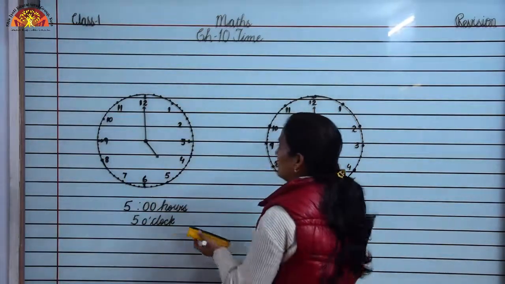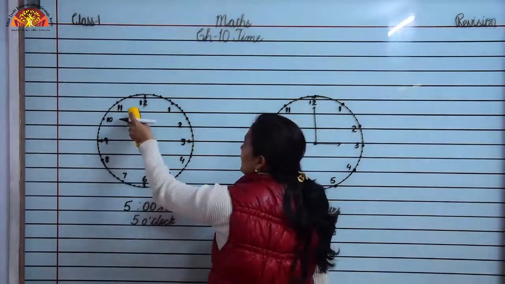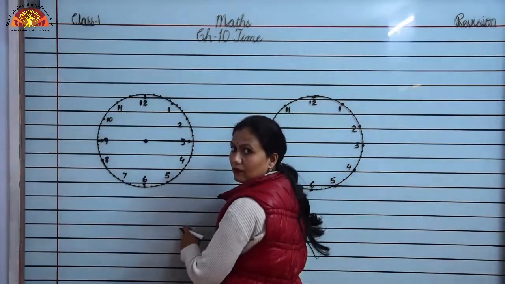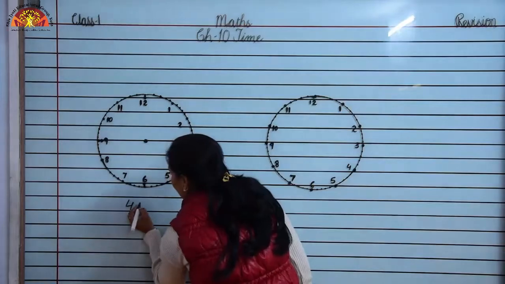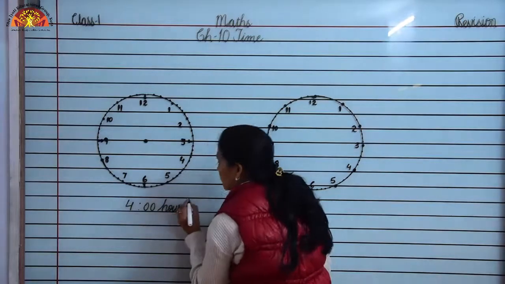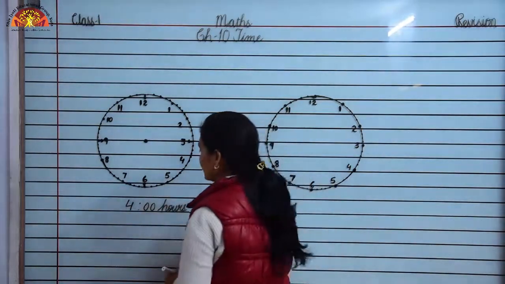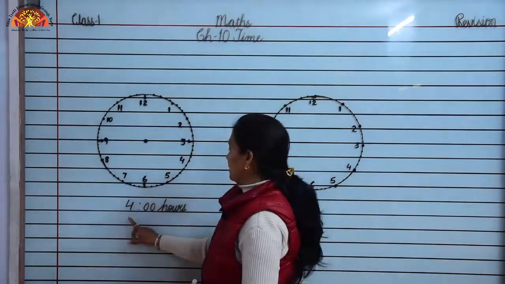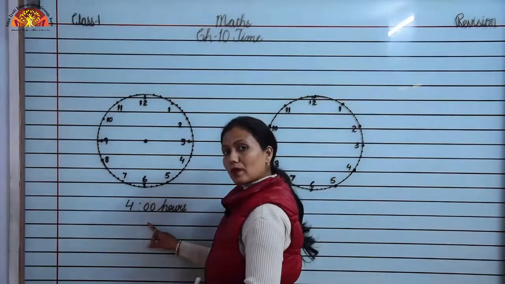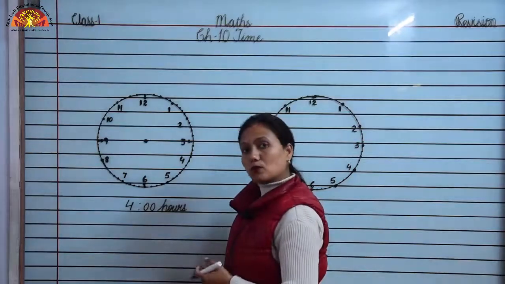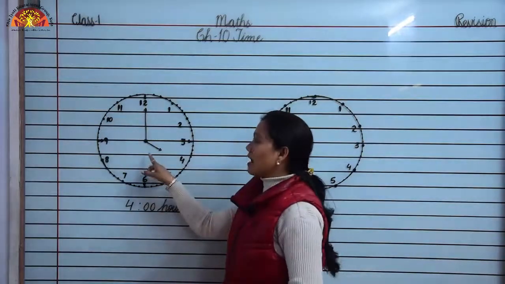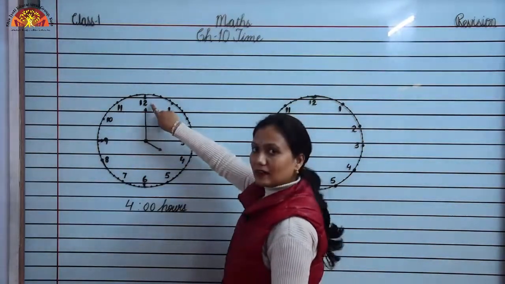Now, suppose if you have given time and then you have to draw the hands. So, here we have given time 4 o'clock. Four hours. This is 4 hours and 00 means the minute hand is at 12. Okay. So, now we have to draw both the hands. How we will draw? Time is given to you 4. So, we will draw hour hand at 4 and minute hand at 12.